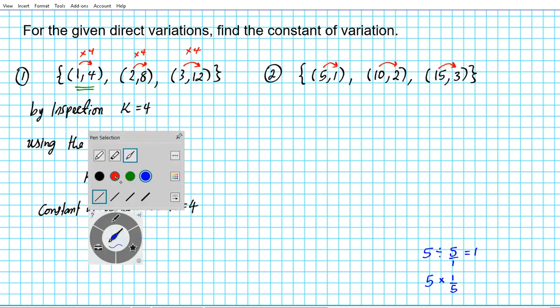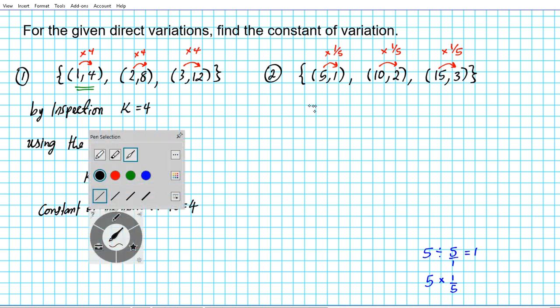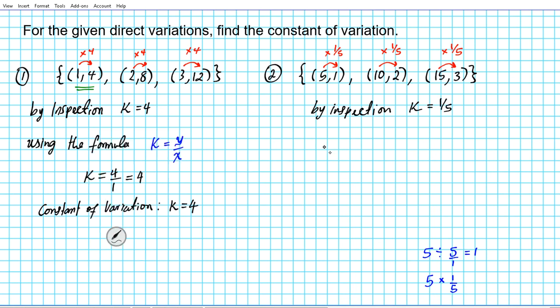Is that the case with every single x and y pair in here? 5 times 1/5, or divided by 5, is 1. 10 times 1/5, or 10 divided by 5, is 2. 15 times 1/5, or 15 divided by 5, is 3. So we see that we're multiplying by the same constant every single time. By inspection, we can arrive at the conclusion that our constant of variation is 1 over 5, the number that we multiply by every time.